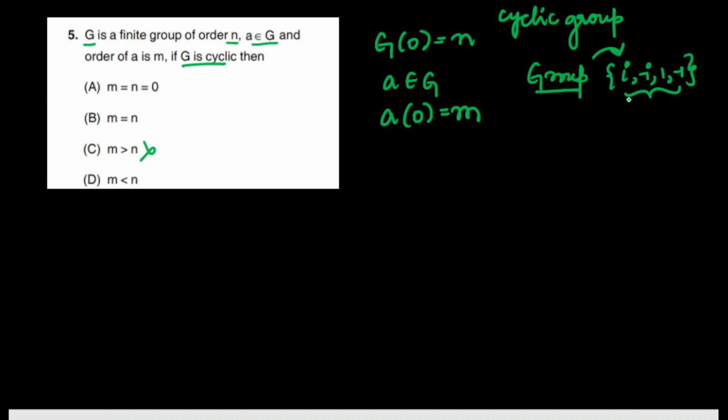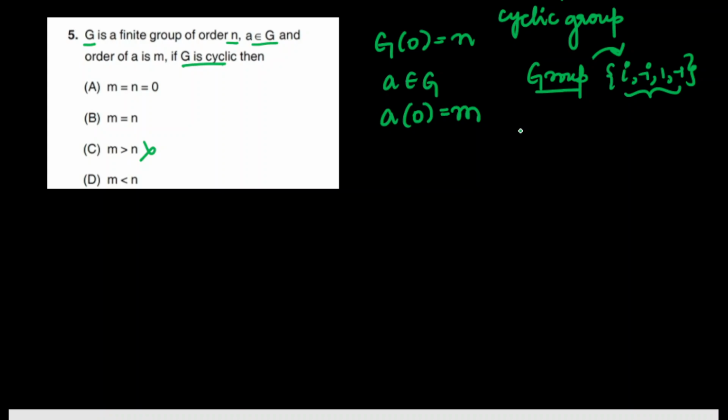So this abelian group we call a cyclic group. I hope everyone has understood. Now, one more way of defining a cyclic group is that a cyclic group can be generated from a single element.